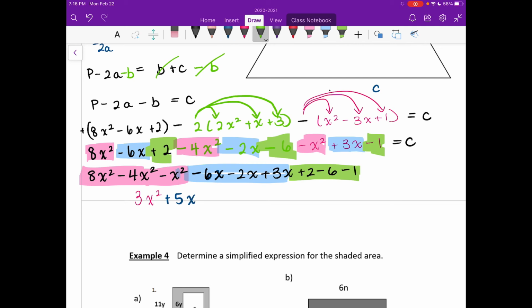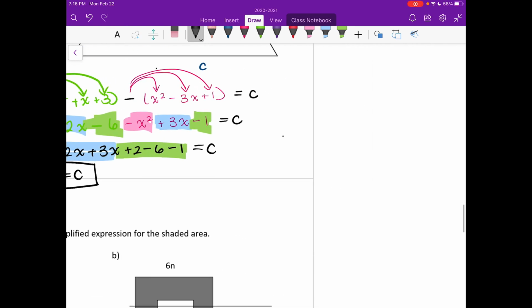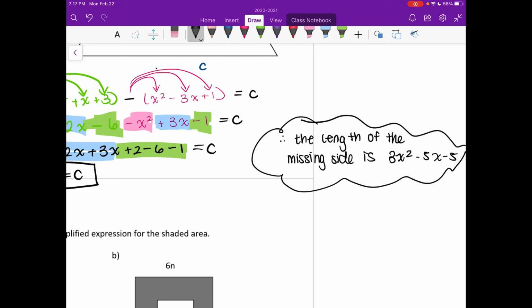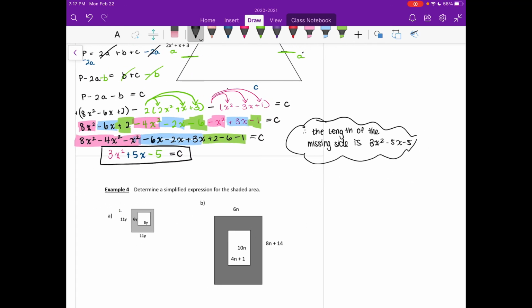And then in the green, we have 2 minus 6 is going to be negative 4. Minus 1 also going to be negative 5. So this is what C is equal to. So the expression for my missing side, therefore the length of the missing side, is 3x squared minus 5x minus 5. Okay, and that's my answer. And I can't simplify that anymore because they're all addition. There's no like terms. I can't collect anything else. I'm done.